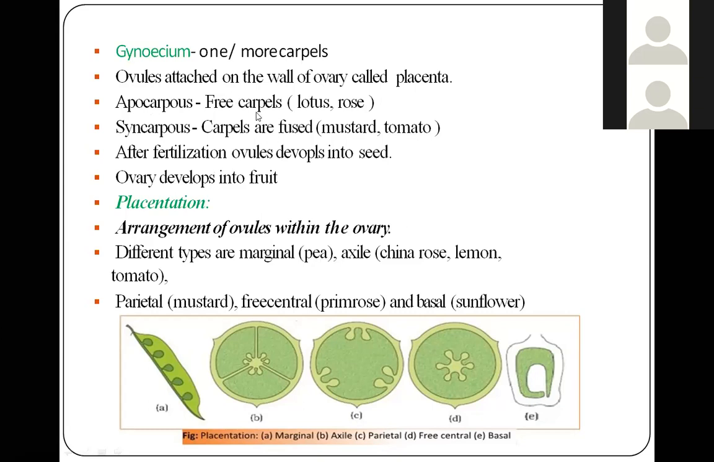Carpels means the gynoecium. If the female sex organ, the carpels, are free and not fused with each other, then they are said to be apocarpous. And if the carpels are fused with each other, then they are said to be syncarpous.